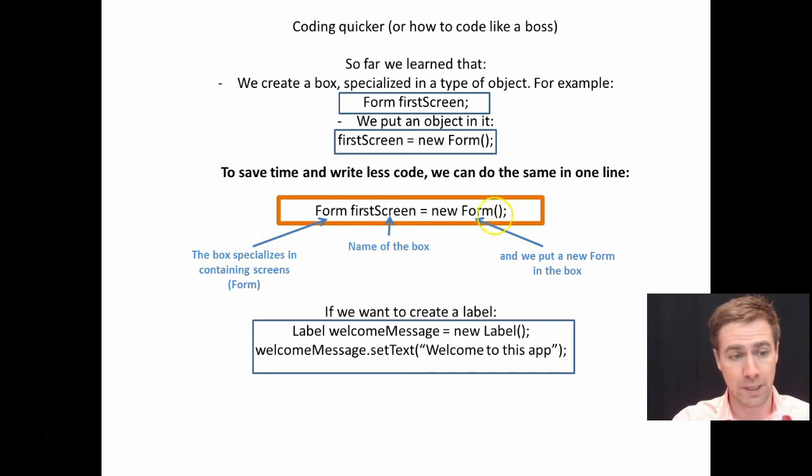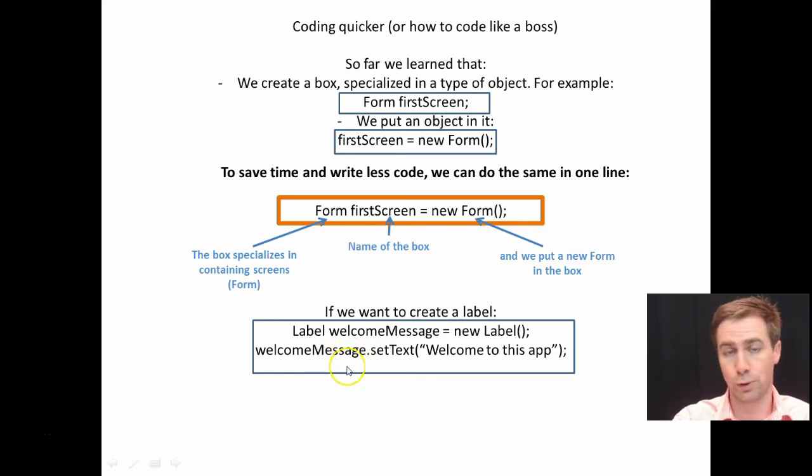Another trick is this one. If you want to create a label, let's say that we'll create a label that will be on screen, and it will be the text that says welcome to the app. So we would create a box called welcome message. It specializes in containing labels, and we put a new label inside it. When we write that, we just apply the trick we just learned. We create the box and we immediately put a new label in it.